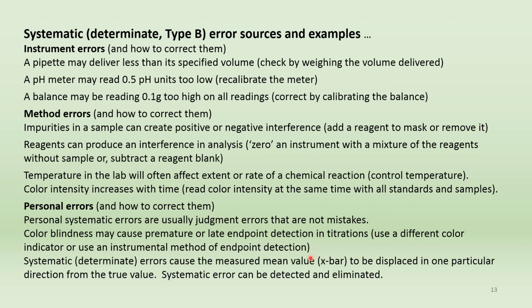Systematic errors cause the measured mean value x bar to be displaced in one particular direction from the true value, either above or below, but not both. Systematic error can be detected and eliminated.